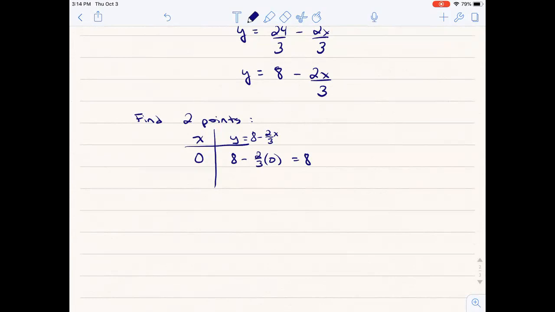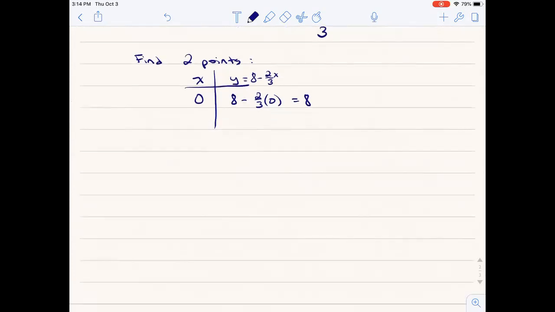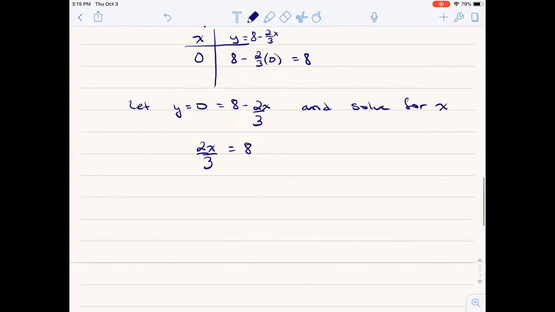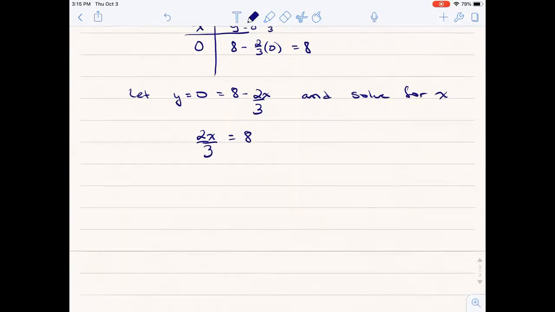What if we were clever again and just solve for y equals 0 and solve for x? So again, let y equal 0, which is 8 minus 2 over 3x, or 2x over 3, doesn't matter, and solve for x. We get 2x over 3 is 8. Moving that 3 over, we get 8 times 3.